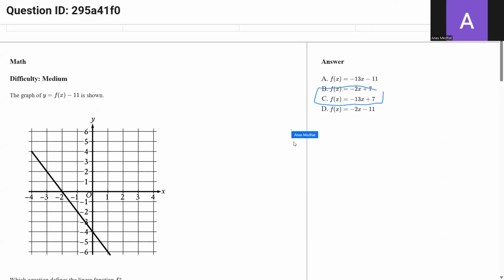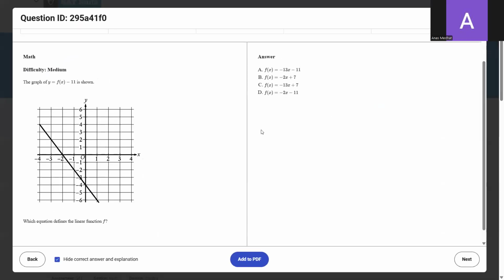Now we have to decide the slope. Let's take 2 points and find the slope. Let's take minus 2 and 0, and 0 and minus 4. So it will be minus 4 over minus 2 over plus 2. Minus 4 minus 0 over 0 minus minus 2. So it will be minus 2. So the answer is B, because the slope is minus 2x.